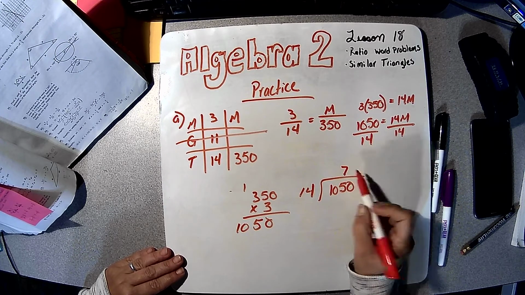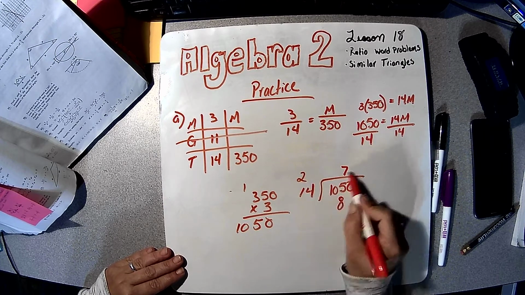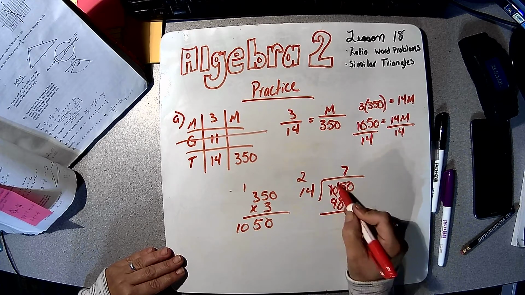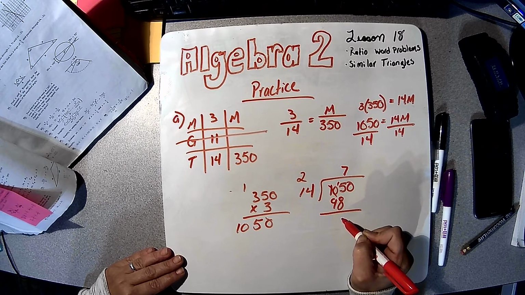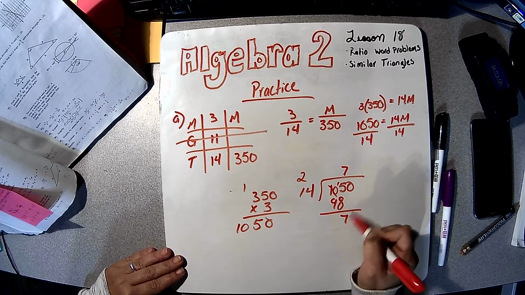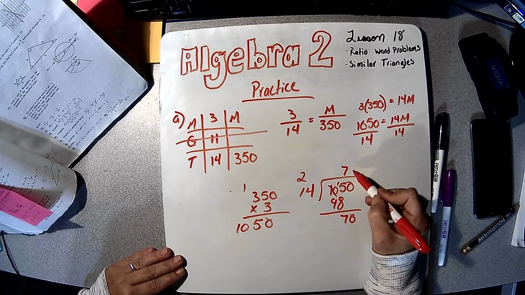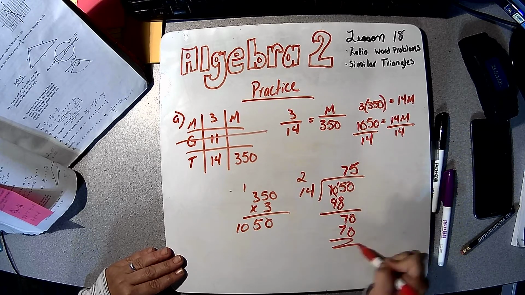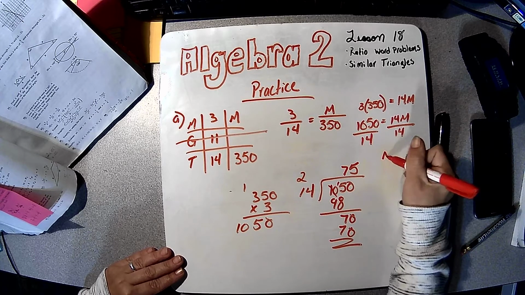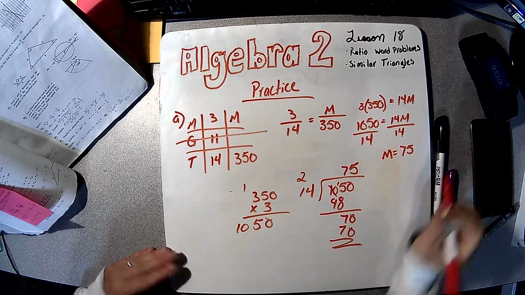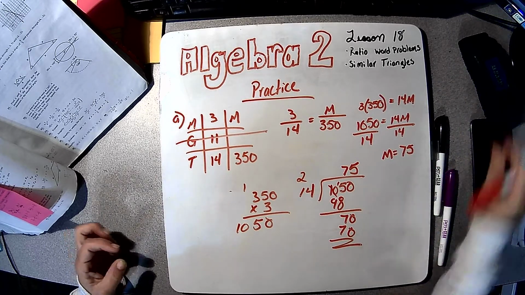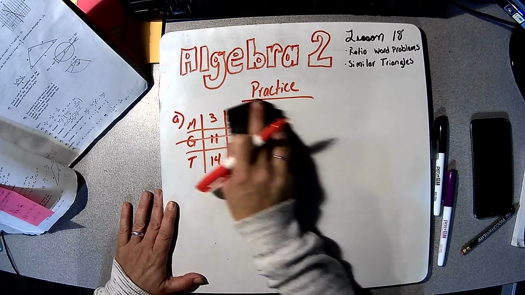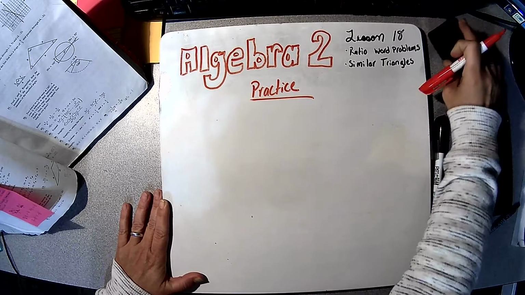75. Let's see, 7 times 4 is 28. 7, 8, 9, 98. 15 minus 8 minus 50, 70. 75. So M equals 75. And you guys can use a calculator on these. Alright, so that was A, 75. Alright, let's do B.